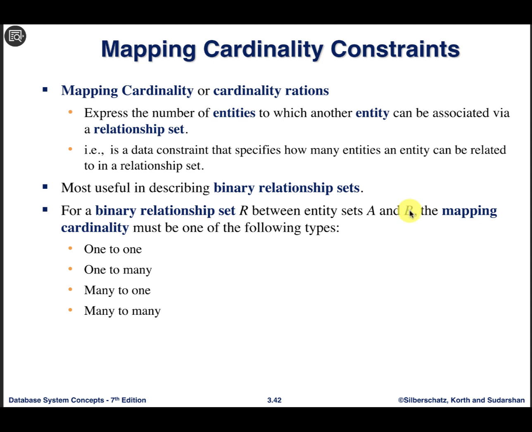In this case, we're going to assume that we have entity set A and entity set B, okay? And R is going to be the relationship set between them. So the mapping cardinality defines how many entities can be associated, whether one or many, all of them, some of them, etc. It can be summarized as follows: one-to-one, one-to-many, many-to-one, and many-to-many. So let's take a look one at a time.